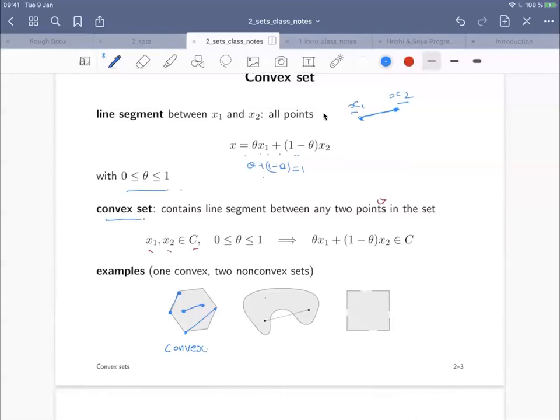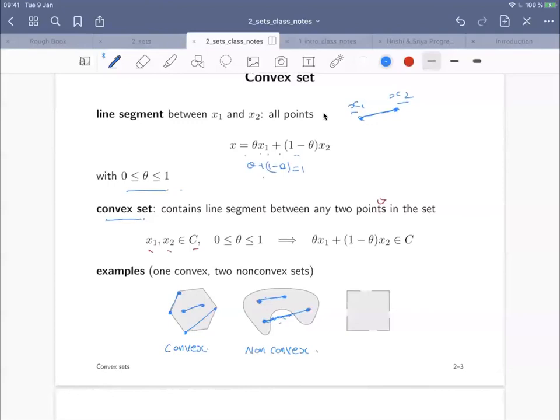But what happens for this set? If you take two points here, yes, of course, the line between those points is in the set. But what happens if you take these 2 points and draw the line, but this part of the line segment is not within the set, right? So for a set to be convex, the line segment between any 2 points of the set has to be within the set, right? Here that is not satisfied, so this is non-convex.